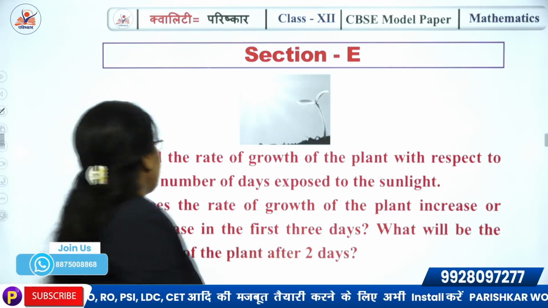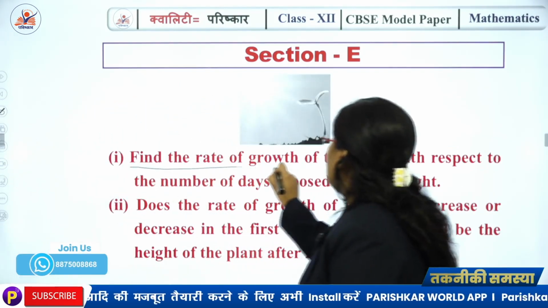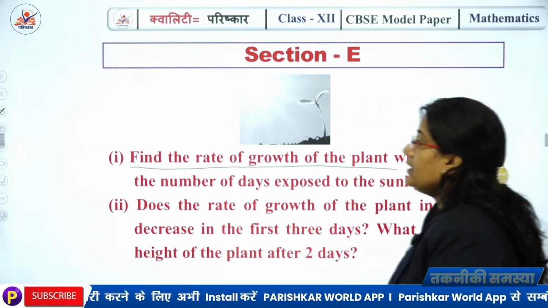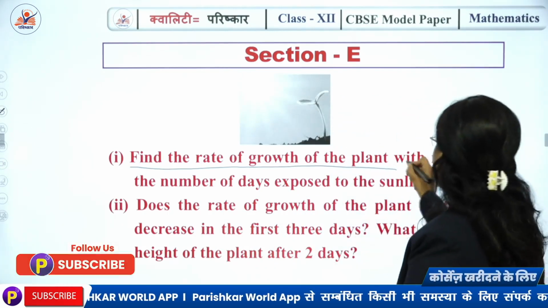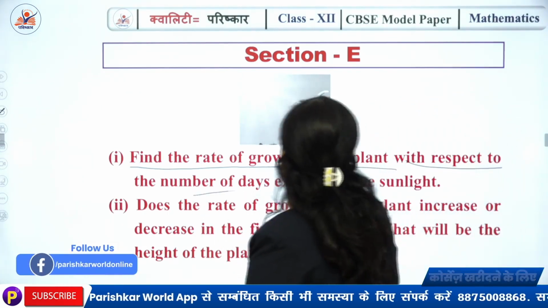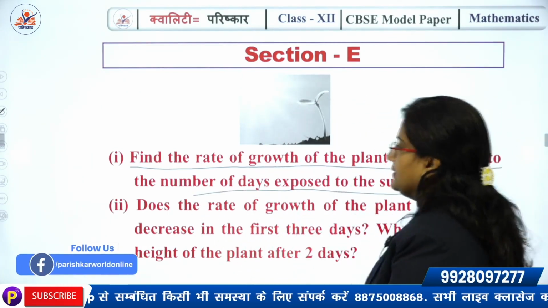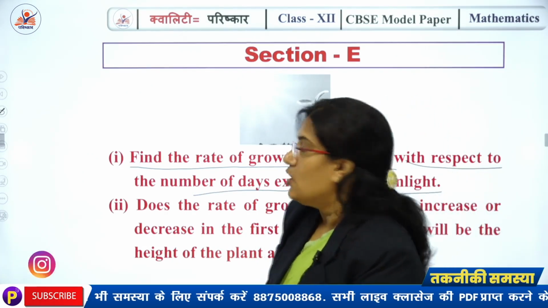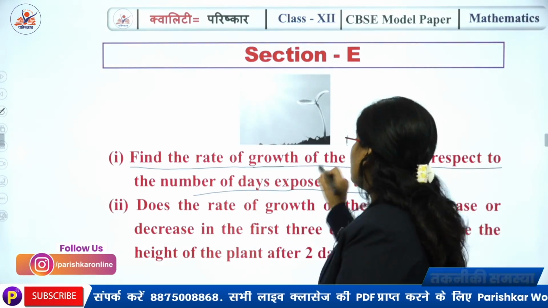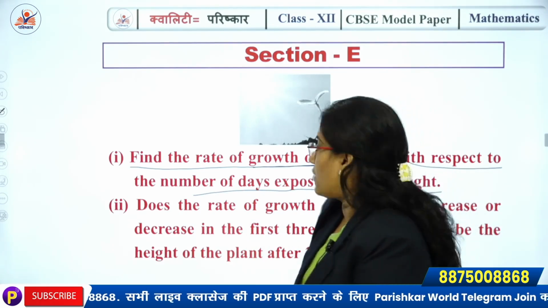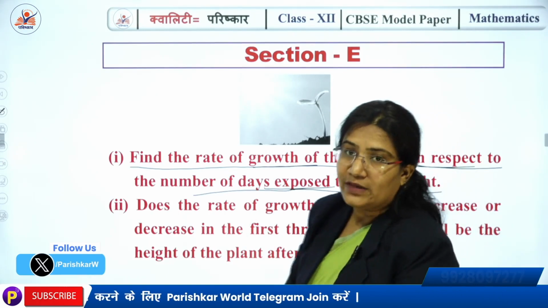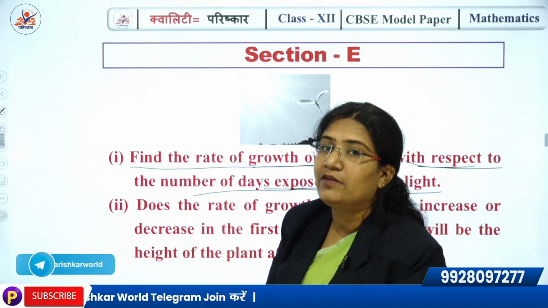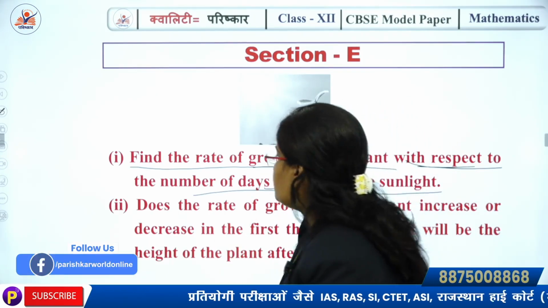Now what is the question? Find the rate of growth of the plant. We have to find out the rate of growth of the plant with respect to the number of days exposed to the sunlight, that is, with respect to x. And if we have to find the growth rate of the plant, which is given in y, with respect to x, that means we have to calculate the value of dy by dx.